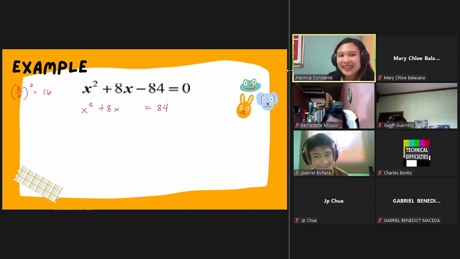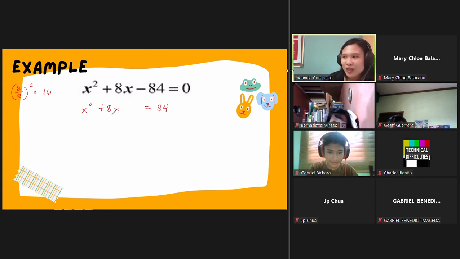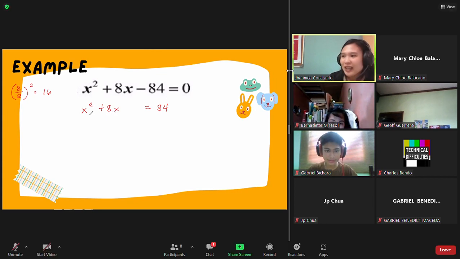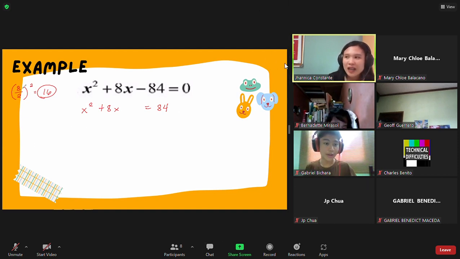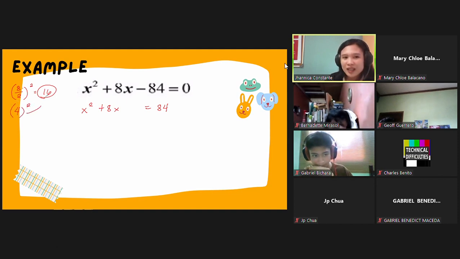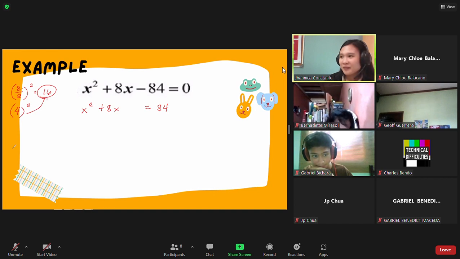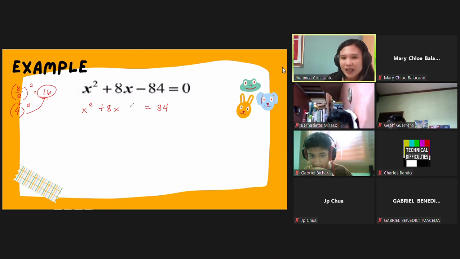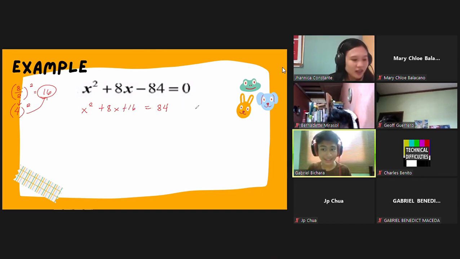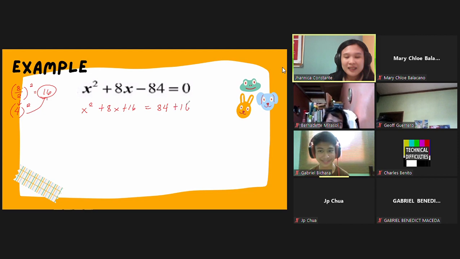After you get the half squared of the coefficient of your variable x, that is the one that you're going to add to both sides of your equation. Since half of 8 is 4, 4 squared is 16. So we're going to add 16 to both sides. So plus 16. It will always be add.